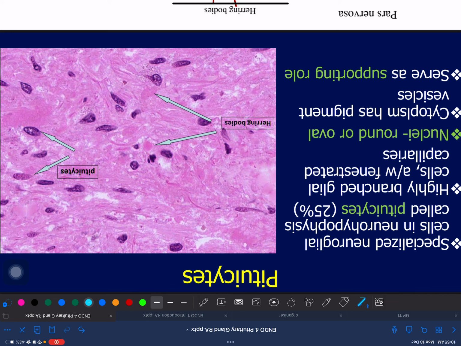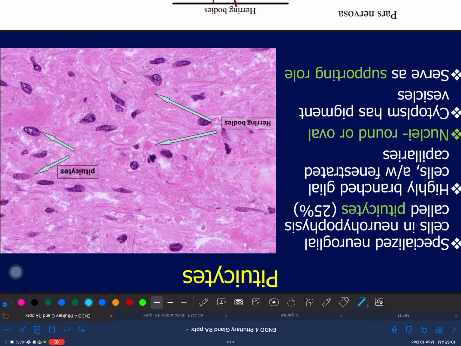Associated with fenestrated capillaries. The nuclei are round and oval. At higher magnification, you can see the nucleus and the cytoplasm. The cytoplasm has pigment vesicles. The glial cell has a supporting role.